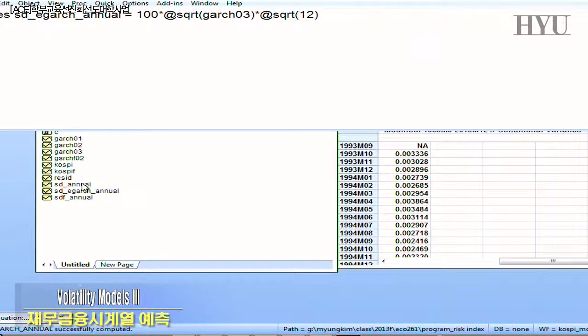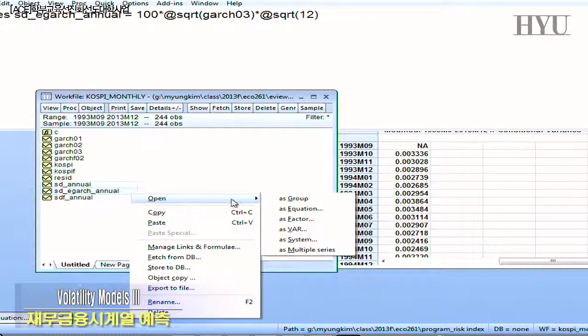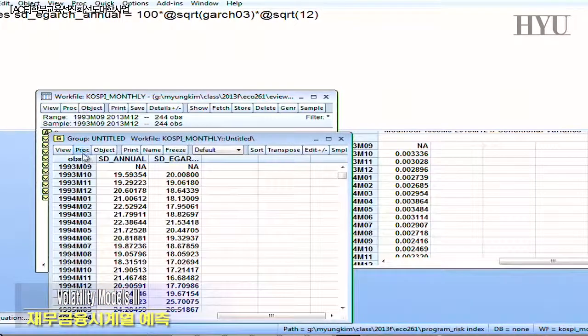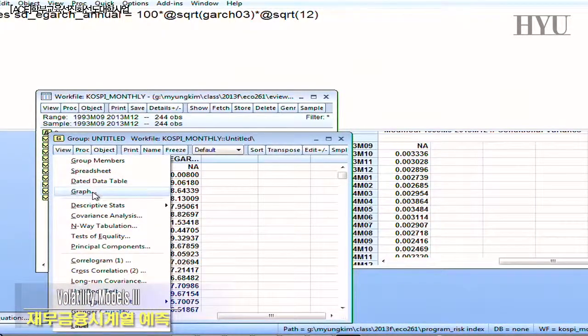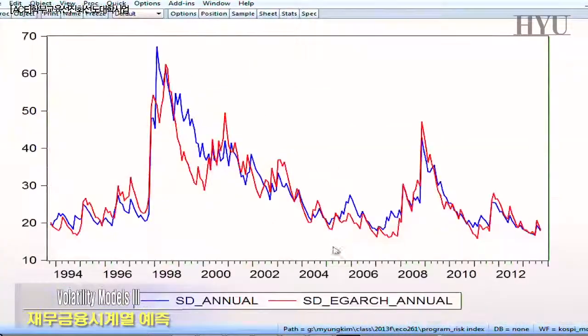So we have the version of annualized standard deviation from the Garch model and from the E-Garch model, both assuming normal distribution, right? Normal distribution. Of course, you can assume t distribution. Let's take a look at the difference here. So these are the differences. Okay.